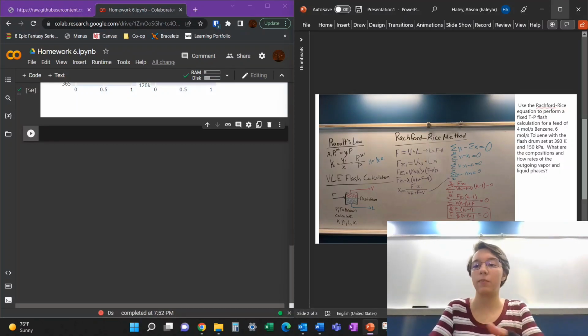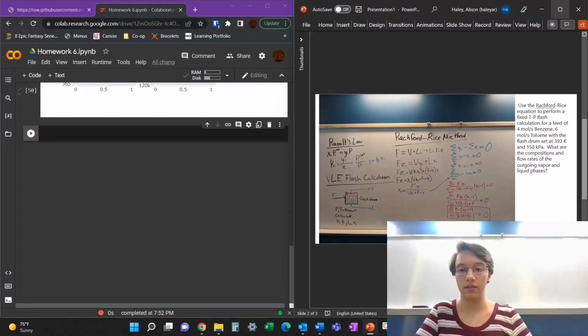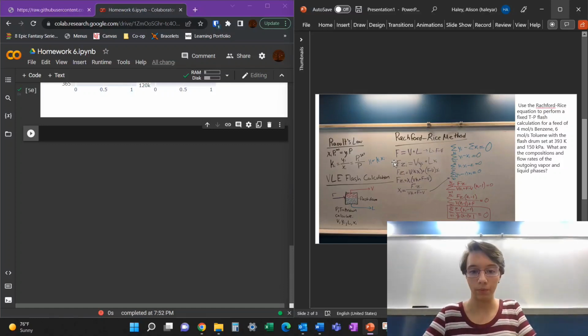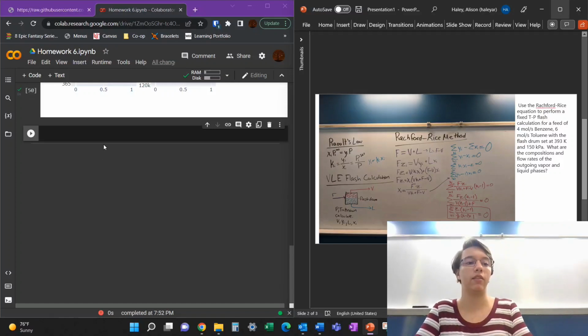Alright, so our next problem says, use the Rachford-Rice equation to perform a fixed TP flash calculation for a feed of 4 moles per second benzene, 6 moles per second toluene, with the flash drum set at 393 Kelvin and 150 kilopascal. What are the compositions and flow rates of the outgoing vapor and liquid phases? So I've attached the picture of the Rachford-Rice equation that we derived previously, and we're going to use this to calculate this problem in Python.